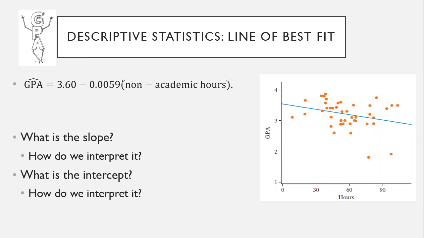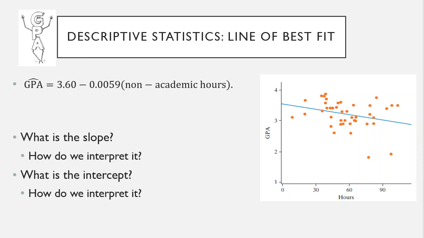Okay, and just to think about what this means, if you spent 0 hours doing non-academic activities, our predicted GPA for you would be 3.6, right? That's the y-intercept there. And for each hour that you spend doing non-academic activities, we predict your GPA would go down by 0.0059 points. So that's how you interpret the y-intercept and the slope.